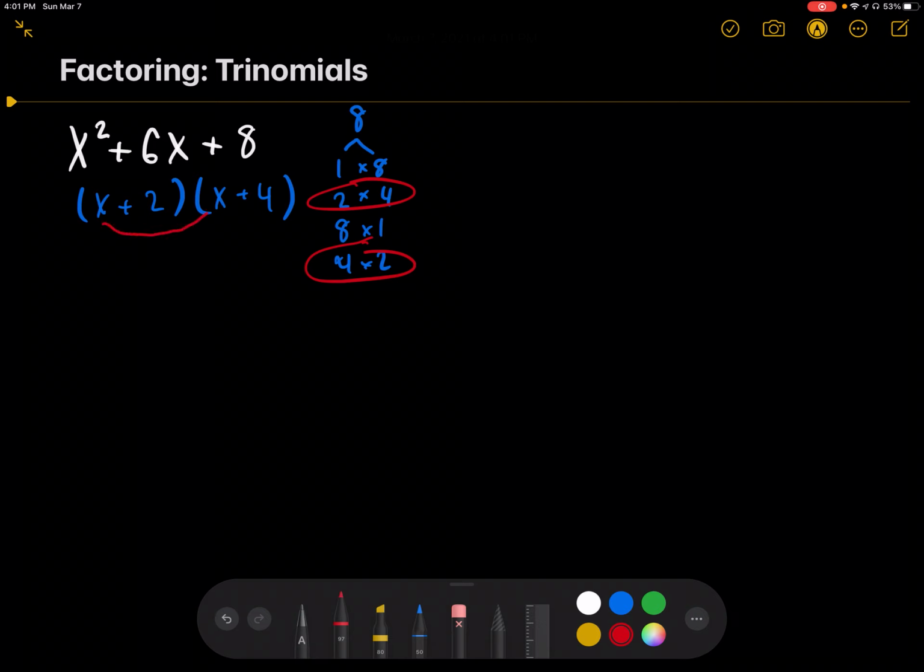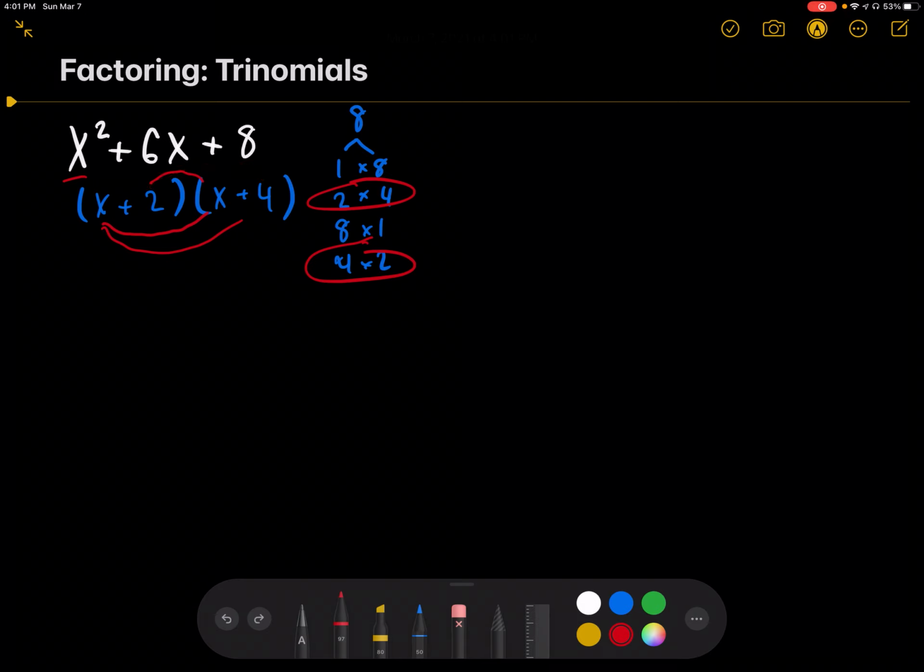It's because if we were to multiply it out, we would get x times x, which is that x squared, and we would get x times 4, which is 4x, and then we would get 2 times x, which is 2x. And when you add the 4x and the 2x together, you get the 6x in the middle. And then when you have the 2 times 4, that's how you get that 8.